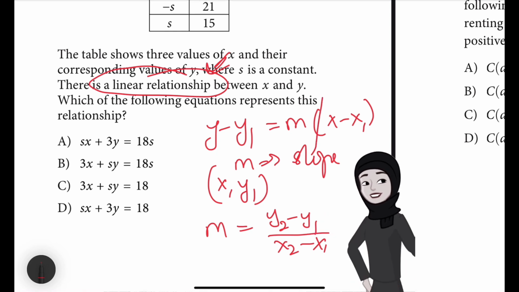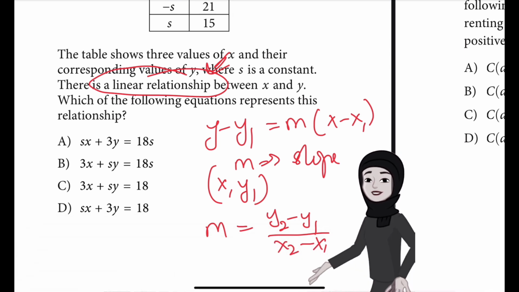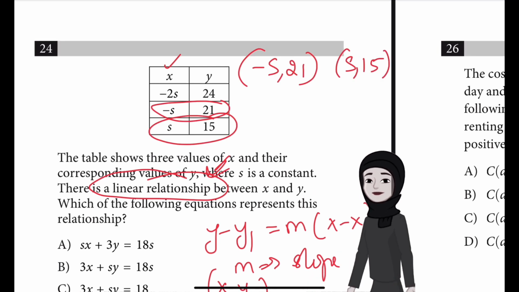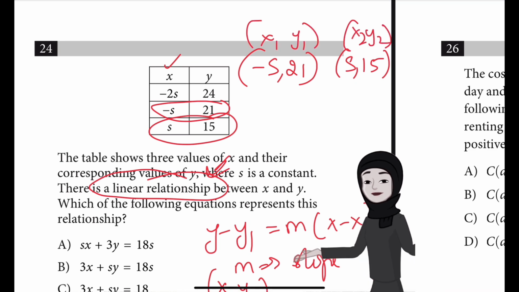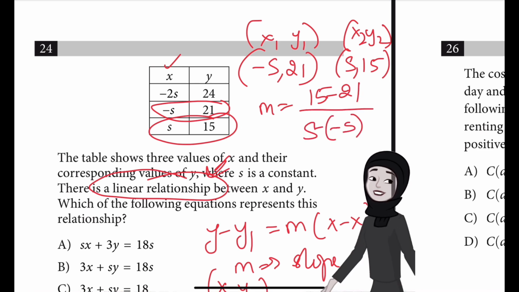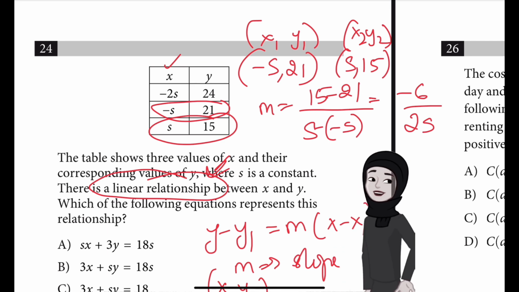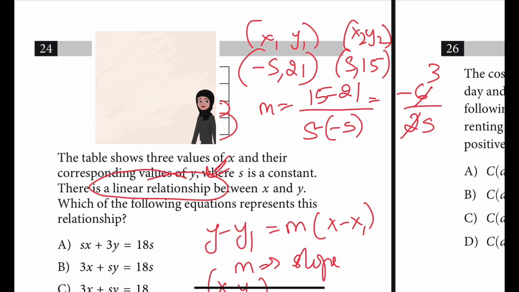So each value of x and its corresponding value of y in the table can be represented by a point (x, y). So we can take one set of values. Let us take (minus s, 21) and (s, 15) for (x1, y1) and (x2, y2). So we will use this to find the slope. So m is equal to y2 minus y1, that means 15 minus 21 divided by s minus of minus s. So this will give 15 minus 21 is negative 6. s minus of minus s will become s plus s, so it will be 2s. So this is the slope.